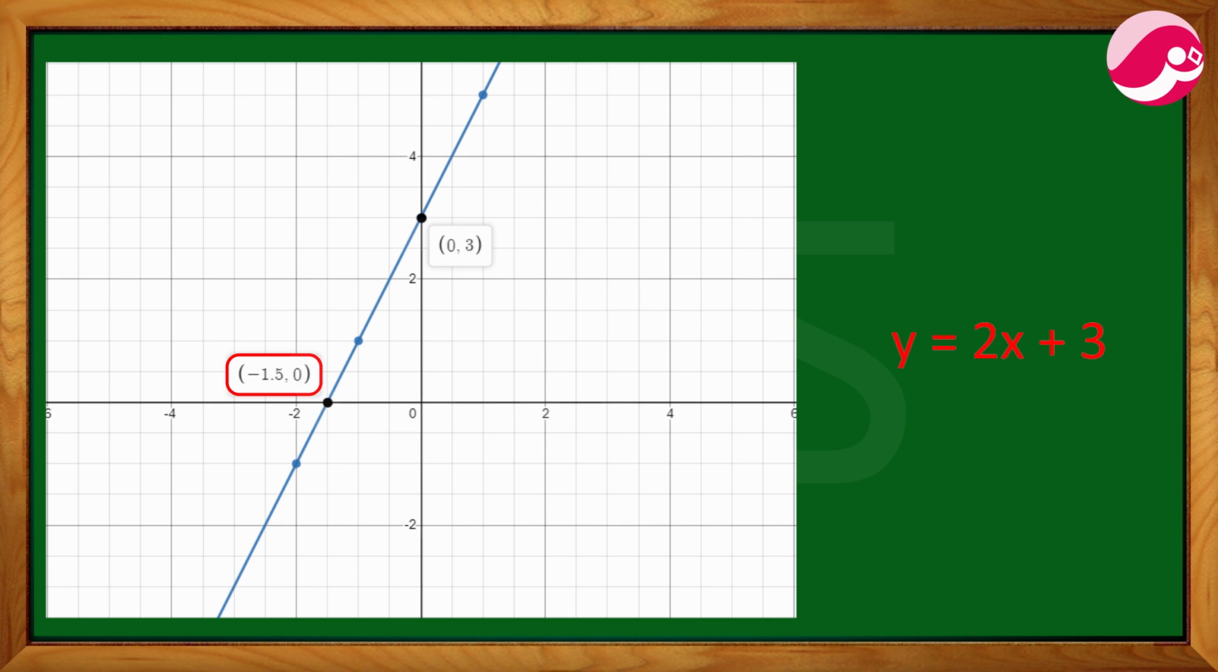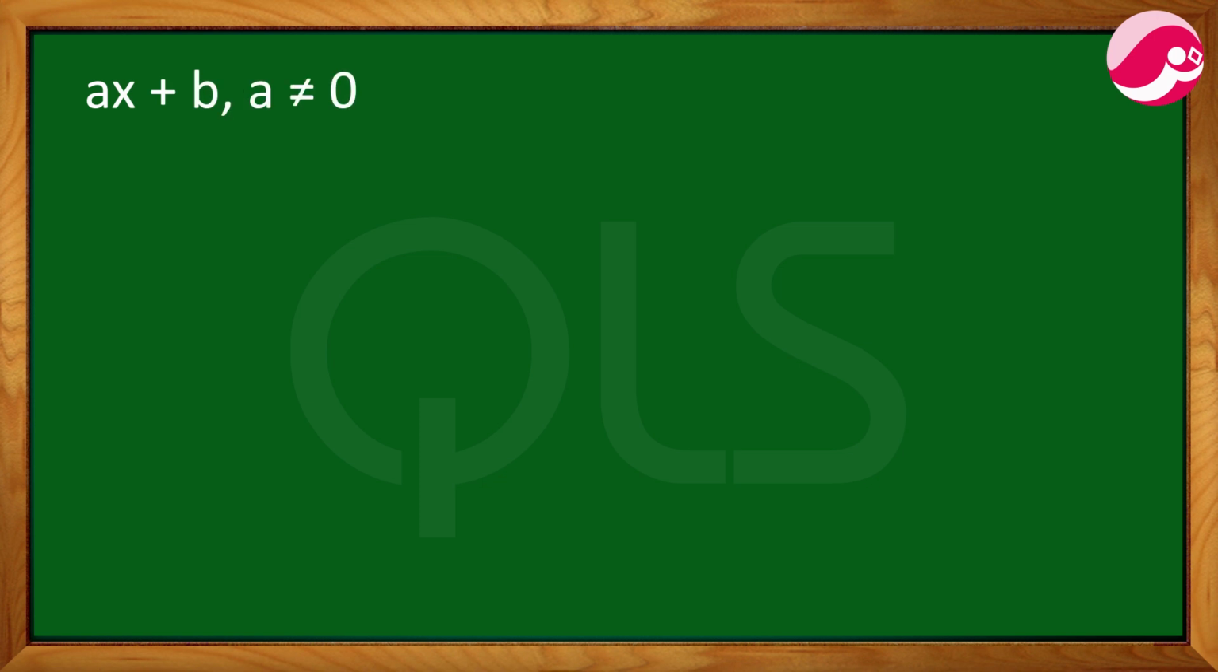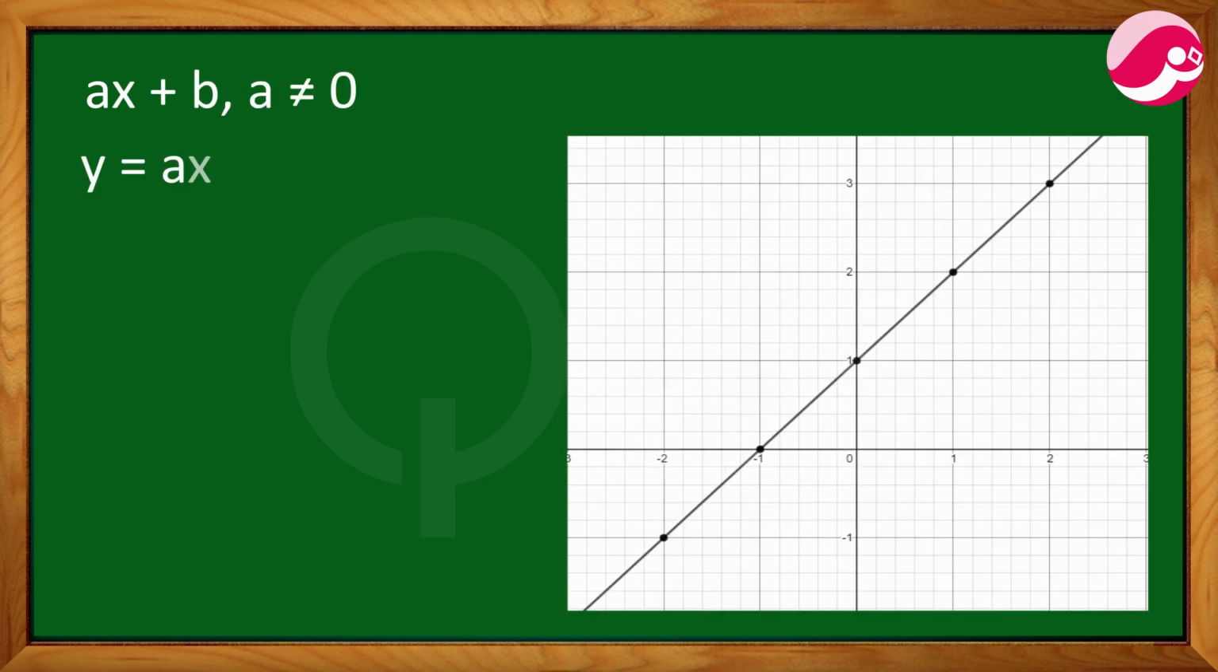Thus, the zero of the polynomial 2x + 3 is the x coordinate of the point where the graph of y = 2x + 3 intersects the x-axis. In general, for a linear polynomial ax + b where a is not equal to 0, the graph of y = ax + b is a straight line which intersects the x-axis at exactly one point, namely (-b/a, 0). Therefore, the linear polynomial ax + b, a not equal to 0, has exactly one zero, namely the x coordinate of the point where the graph of y = ax + b intersects the x-axis.